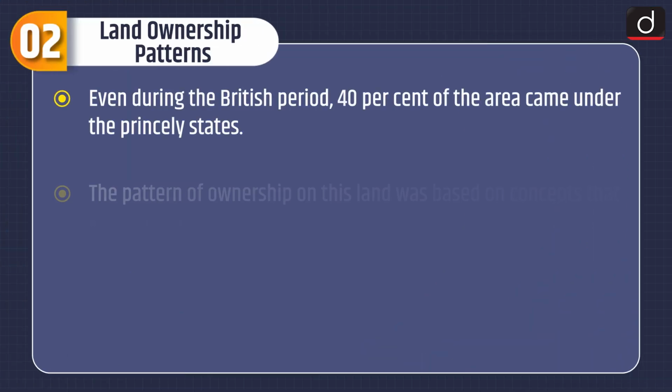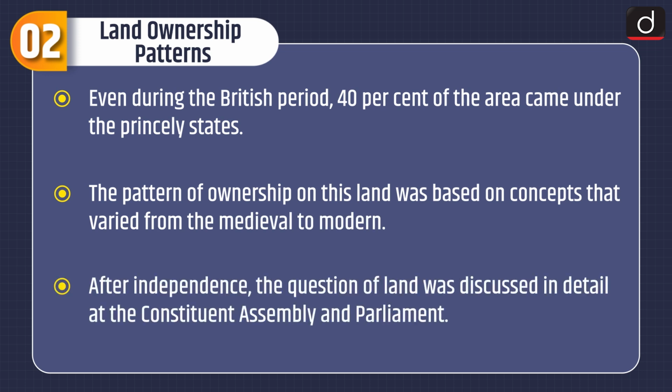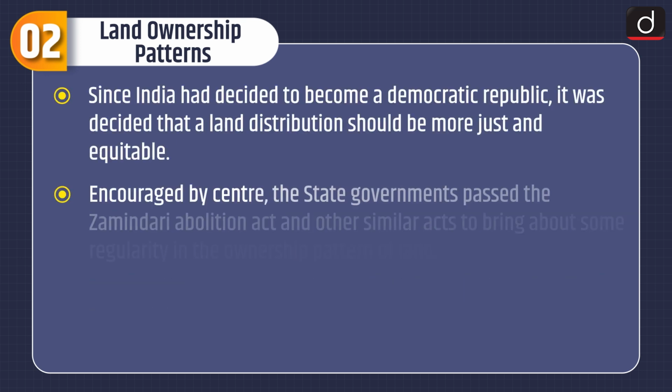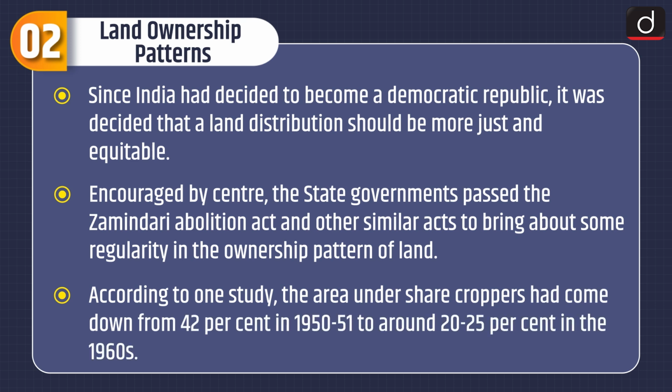Now let's discuss land ownership patterns. Even during the British period, 40% of the area came under the princely states. The pattern of ownership on this land was based on concepts that varied from the medieval to modern. After independence, the question of land was discussed in detail at the Constituent Assembly and Parliament. Since India had decided to become a democratic republic, it was decided that land distribution should be more just and equitable. Encouraged by the Centre, the state governments passed the Zamindari Abolition Act and other similar acts to bring some regularity in the ownership pattern of land.